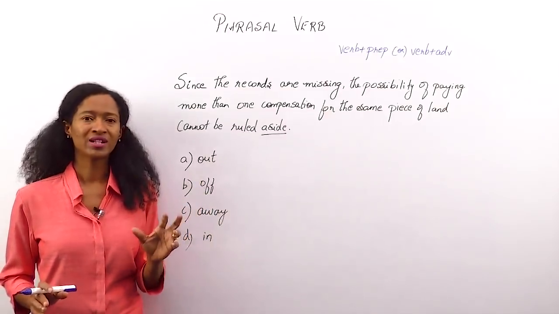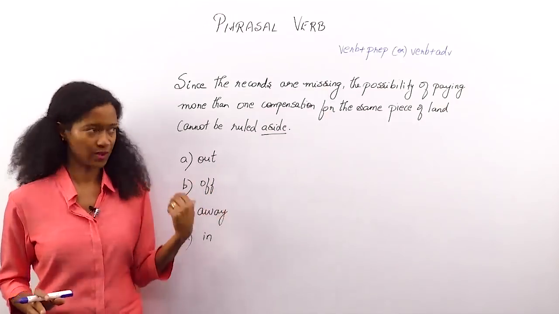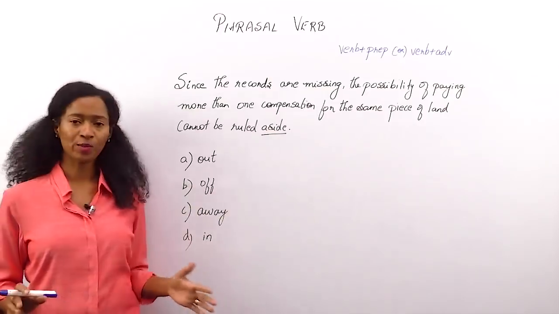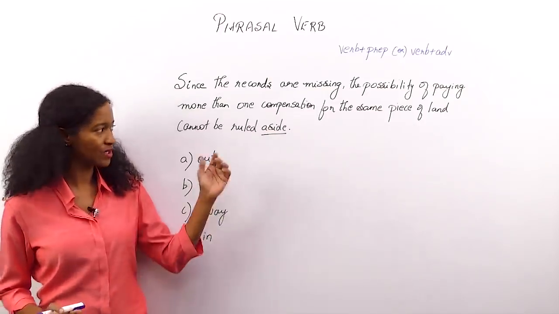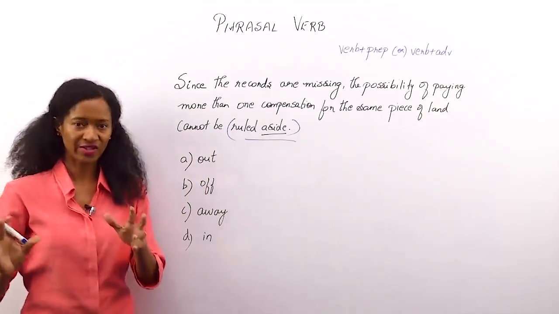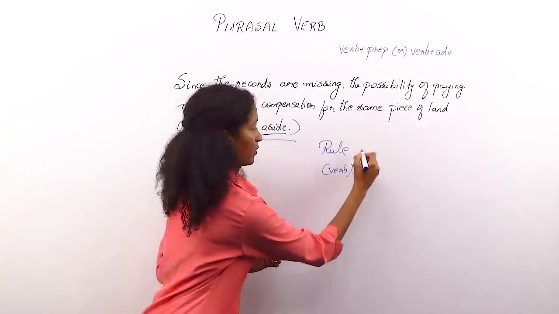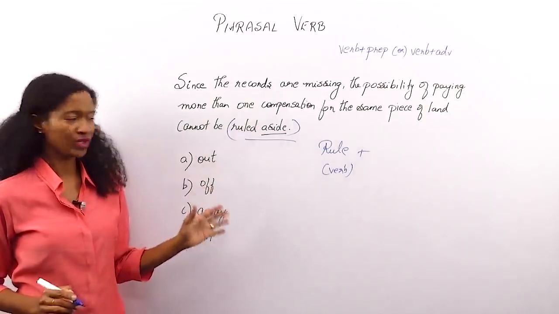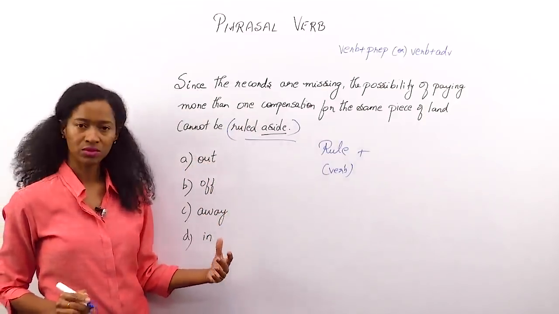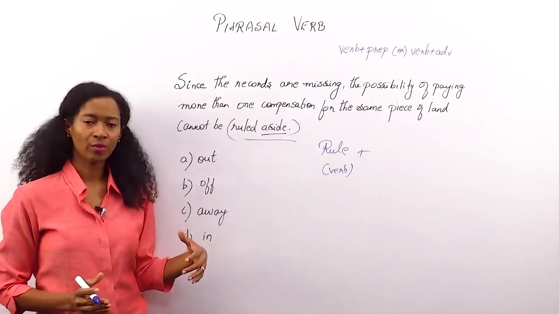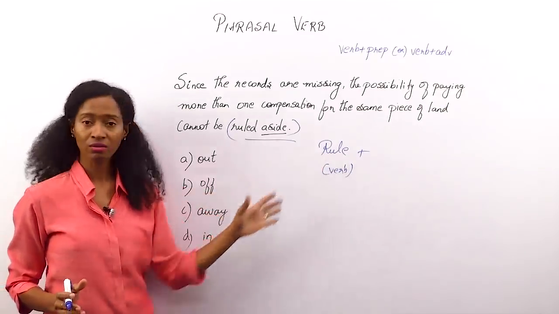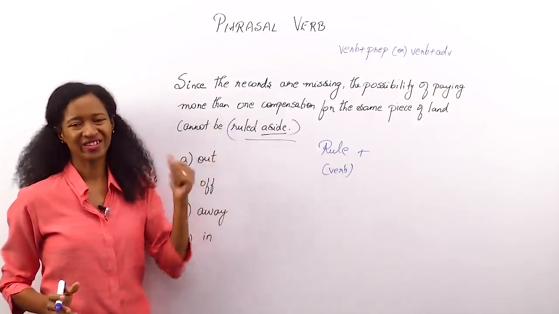The word that is underlined is aside and we have options. Option A, out, option B, off, option C, away and option D, in. So, we'll have to see is ruled aside. So, this is our supposedly phrasal verb. Rule is the verb we need to figure out from the options, right? Whether it could be an adverb combination or it could be a preposition combination, right? So, we need to know which one will actually fit in this context.